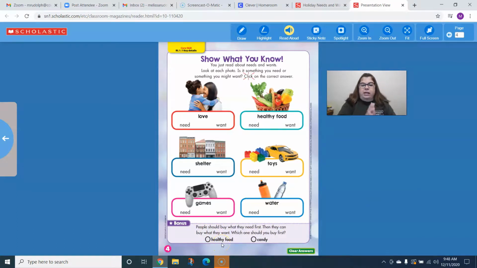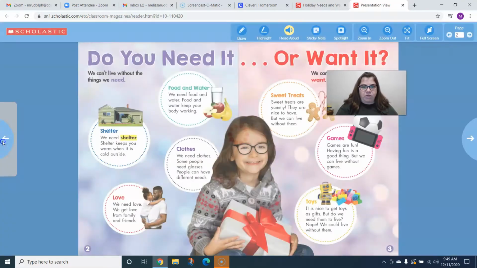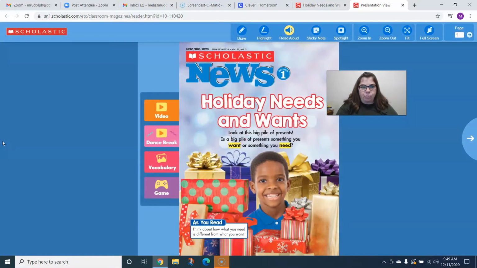So what that's saying is if you have some money, you should take that money and buy what you need first. That way all your needs are met. Then if you have some extra money, you can buy something like a toy, something that you want. So what would you buy first, healthy food or candy? Healthy food, that's right. Very good. And then if you have some money left over and mommy and daddy or your grown-up says it's okay, maybe you can buy a candy. But yes, always take care of your needs first. Very, very good. I am super duper proud of you.